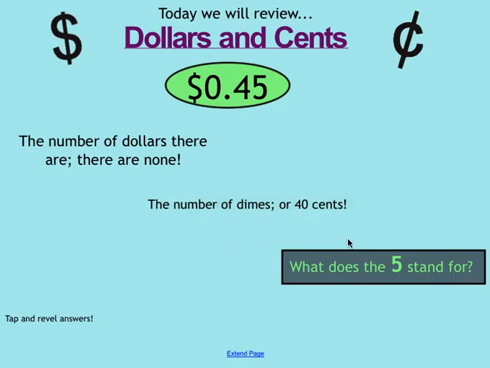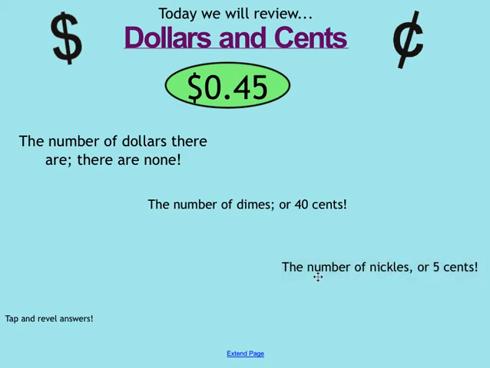All right? Now, if we look at our 5, it's our last digit there, and that means either the number of pennies or number of nickels. Now you could say that we have 5 pennies or that we have 1 nickel, since we know that 1 nickel is equal to 5 cents.